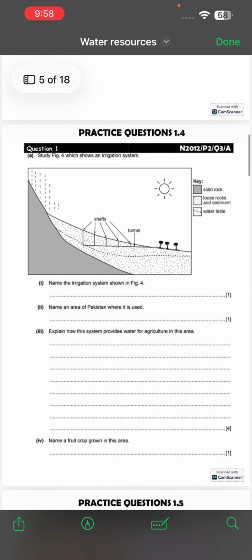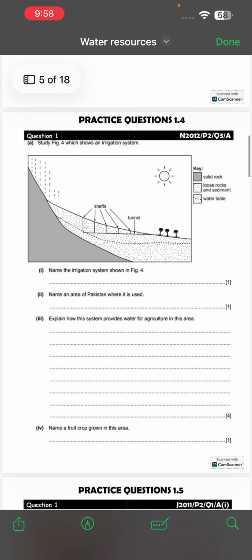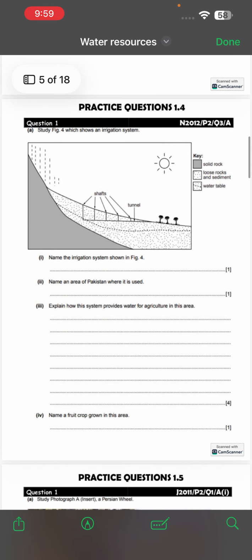Proceeding next. Now, practice question 1.4. It shows the irrigation system, we have the shaft, we have the tunnel. Also, we have the key. This is showing the solid rock, loose rocks, or the sediments. You can say then we have the water table. Name the irrigation system 4 in figure 4. Basically, as we can see the shaft and tunnel, we can easily understand this is a karez system, right? The area of Pakistan where it is used, it can be used in Balochistan specifically, right, or somehow in Turbat.